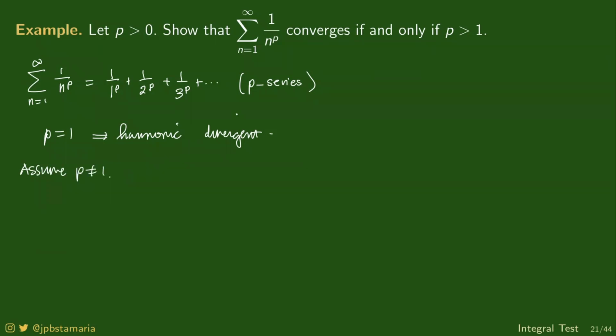What will we do here? For this, we will consider the function f of x equals 1 over x to the P, or basically x to the minus P. Again, you can check that this is positive, decreasing, continuous, and its limit is 0 as x approaches infinity. So the conditions for the integral test are met. You need to check them one by one. And then we are going to integrate this from 1 to infinity.